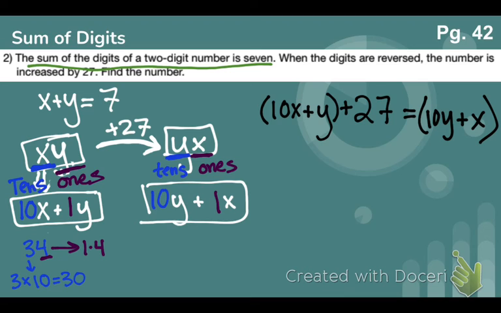Now we have two equations. We now have our system of linear equations. What do we do now? Yeah, we're going to solve them. How do we solve them?